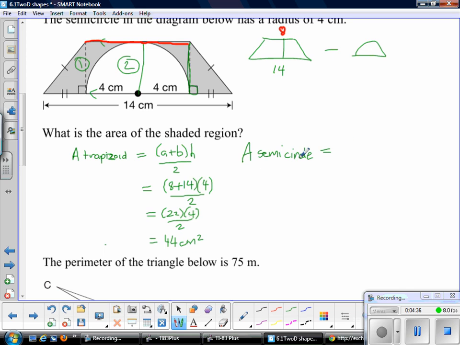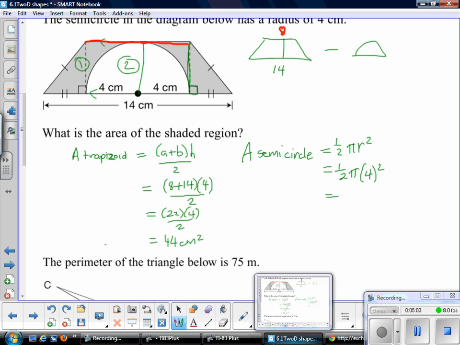Okay, so I know the area of a circle is pi r squared. My problem is I only want half of it, so I'm going to put a half in front, or I could put it over 2 if I wanted. So I have 1/2 of pi times the radius, which they told me is 4, and I'm going to square it. That's the same as 16 times a half, which would be 8 times pi.